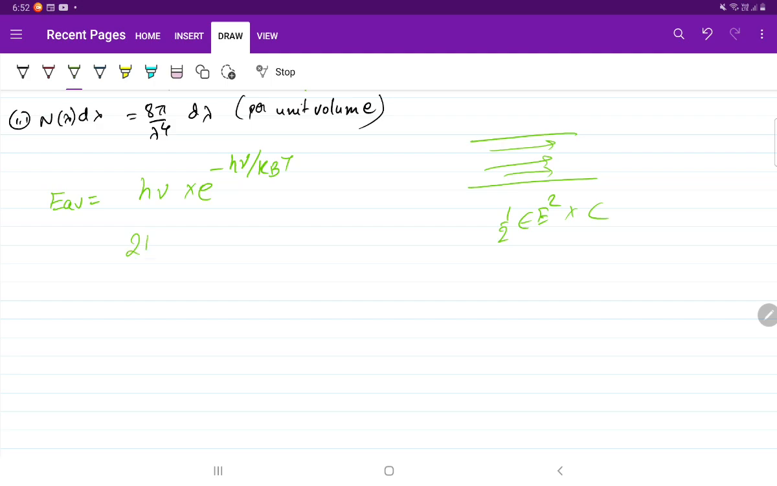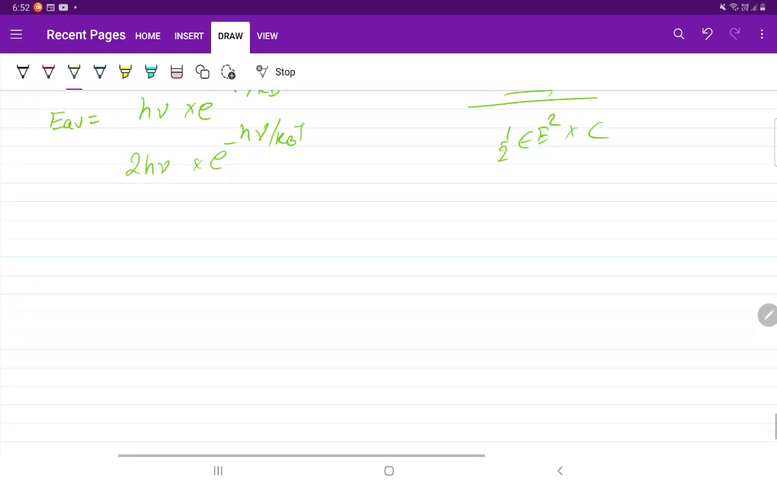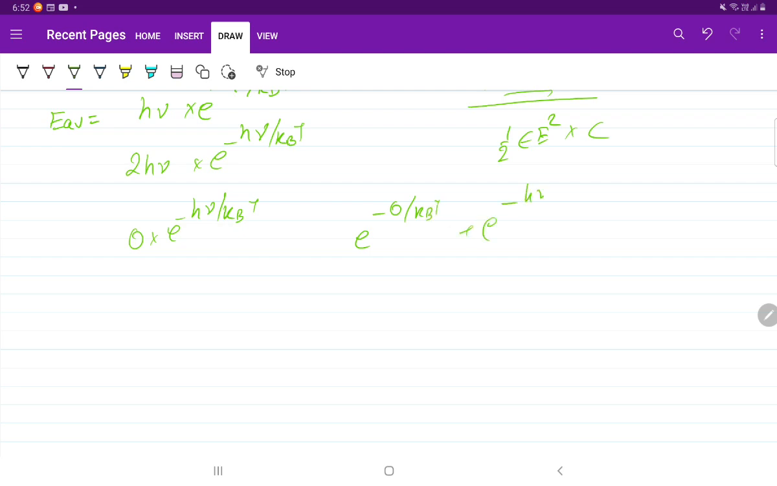Similarly, due to 2 h nu, it will be 2 h nu into e to the minus h nu by kBT. Now there may be some particles with energy 0, so it will be 0 into e to the minus h nu by kBT. But the total number of particles will be e to the power minus 0 by kBT plus e to the power minus h nu by kBT, and so on. It will go till infinity.